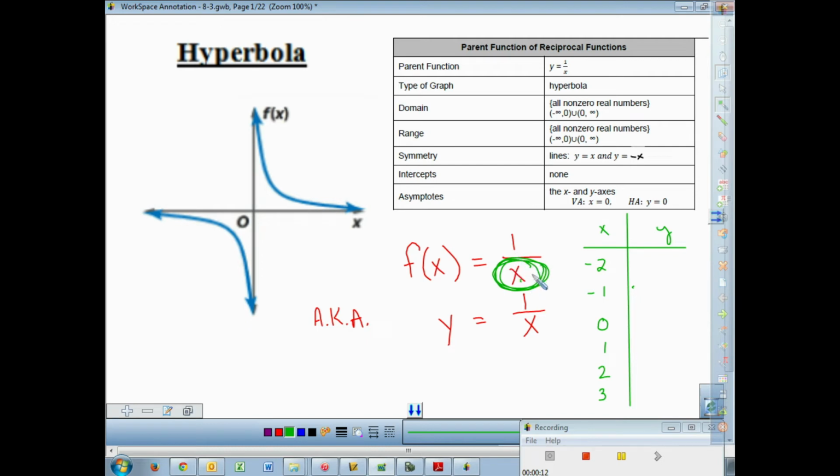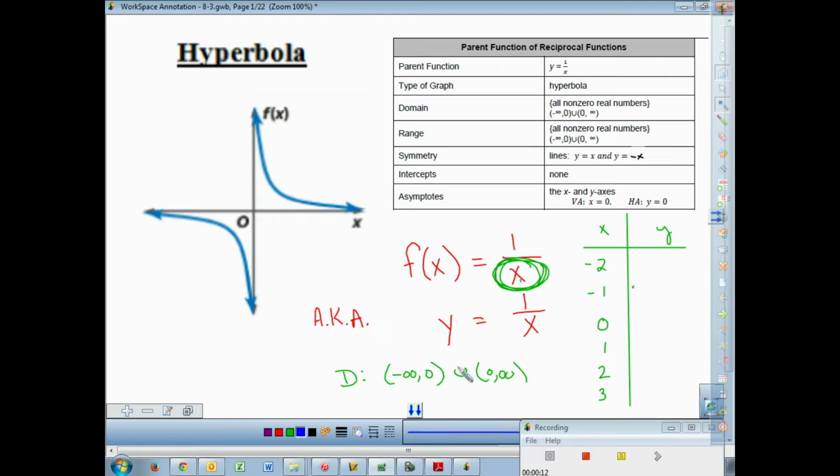So we already know when it comes to our domain that it's all reals except for 0, or you could say from negative infinity to 0, not included, union 0 to infinity. Isn't that the domain? x just can't be 0. You with me on that? x can't be 0. The question is, what about the range?